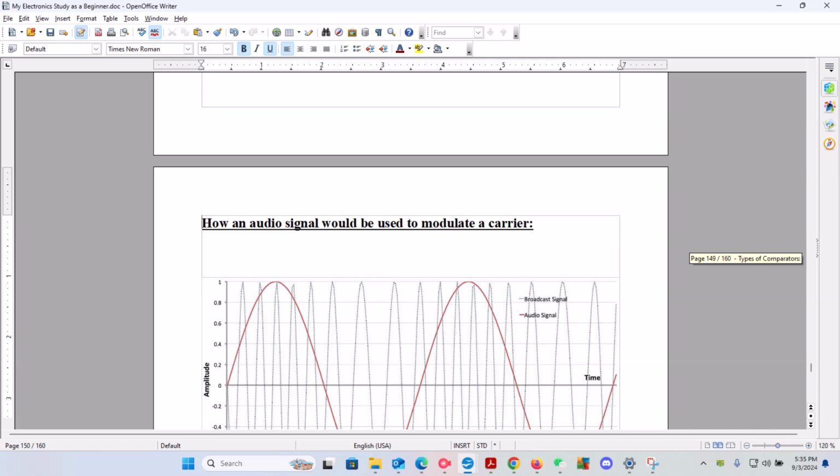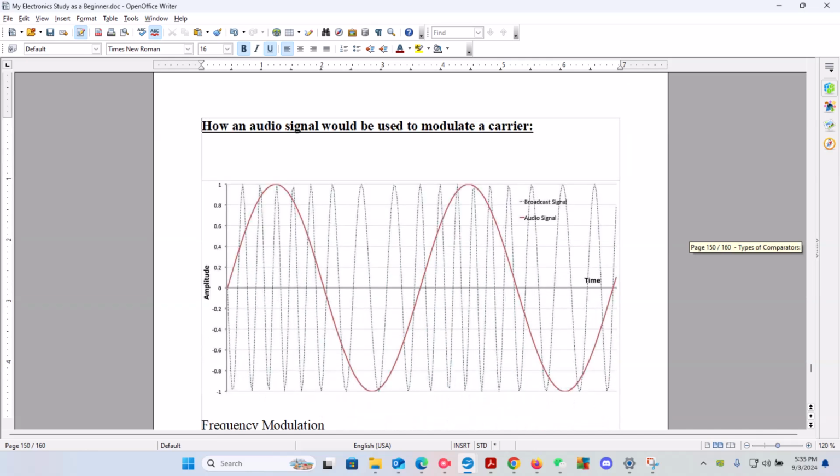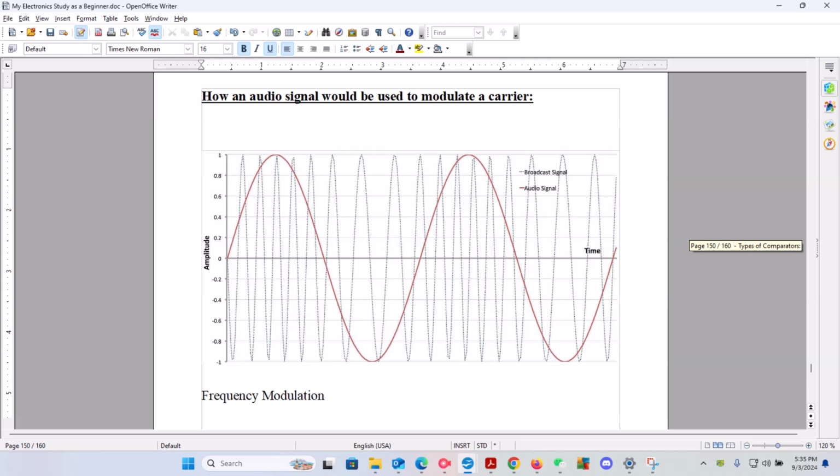How an audio signal would be used to modulate a carrier. Now, what we're looking at is, again, a similar graph. On the y-axis, we have the amplitude. So at 0, that's the midpoint. Going up, the y-axis is positive, and going down is negative. And when we go from left to right from the middle point, that's time.